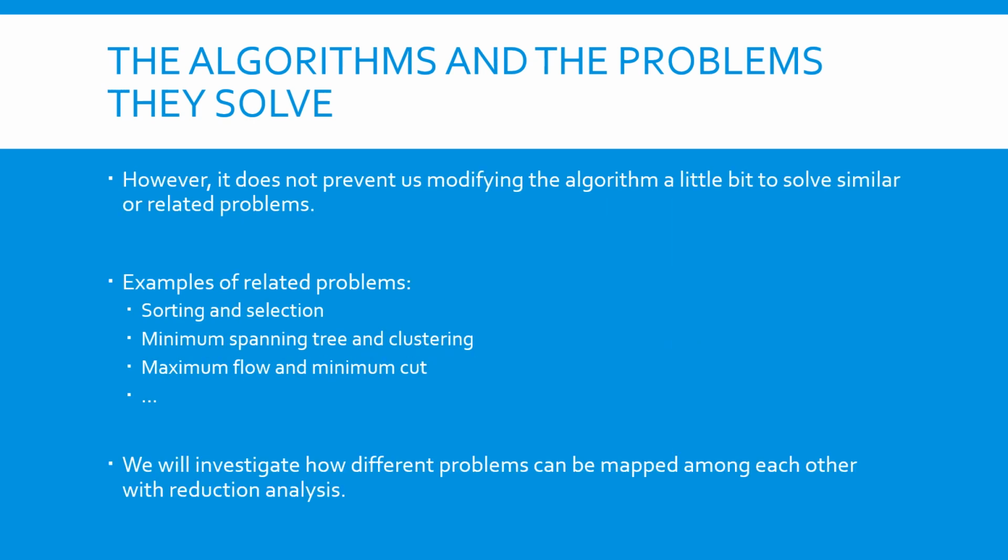However, even one algorithm cannot solve many problems. It is possible to slightly modify an algorithm and make it solve a related or similar problem. For example, similar or closely related problems include the sorting and selection problems, the minimum spanning tree and the clustering problems, the maximum flow and the minimum cut problems, and so on. The mapping between different problems and how to solve one problem versus solving another problem belongs to the discussion of problem reduction. And we will discuss reduction in more detail later in this video series.